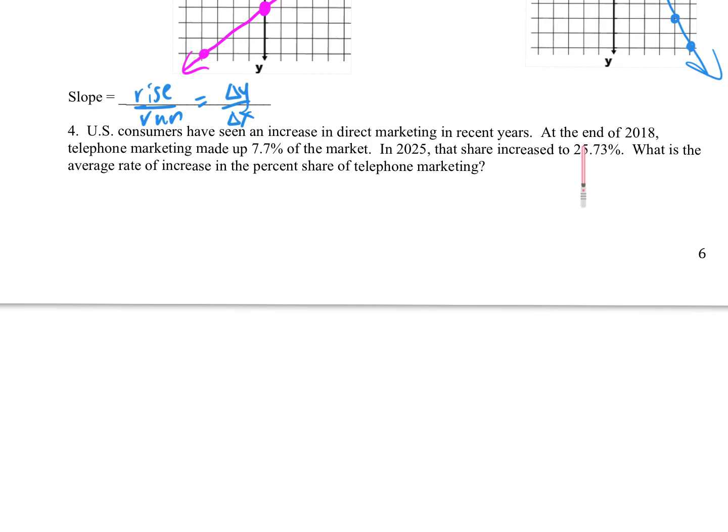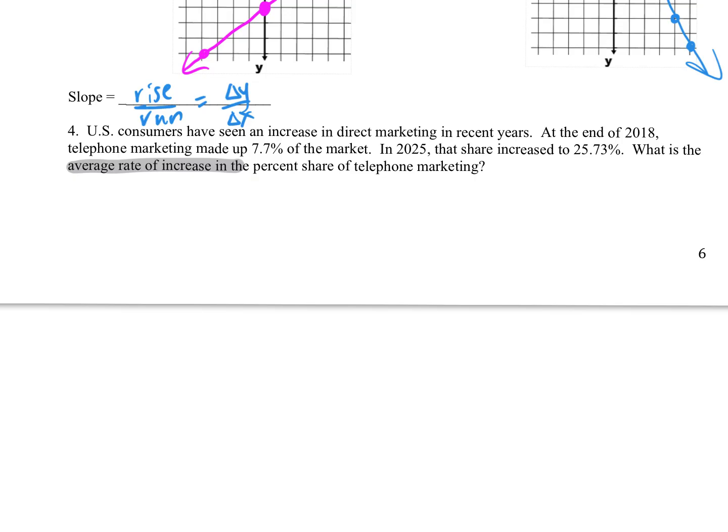True facts. In 2018, telemarketing calls were 7.7% of the market. In 2025, they're now 25.73%. Gross. And I'm asking, what is the average rate of increase? This is kind of how you described it, Shar. You're like, oh, rate of increase. That's just our slope. That's just changing y over changing x.